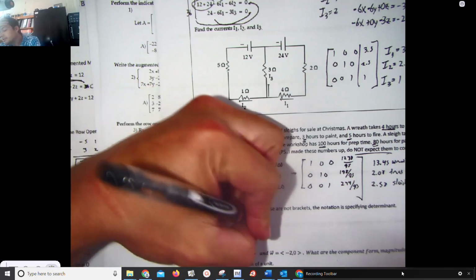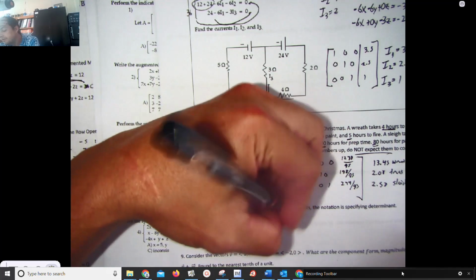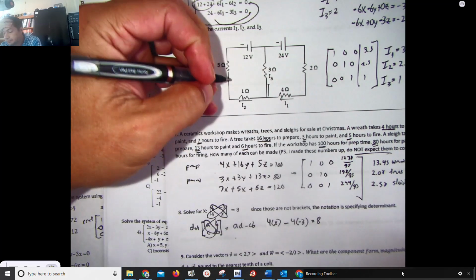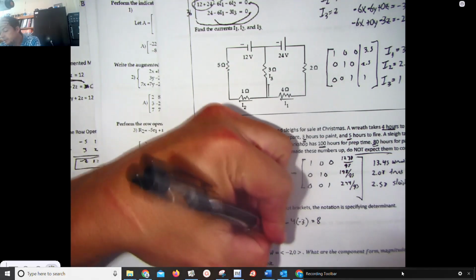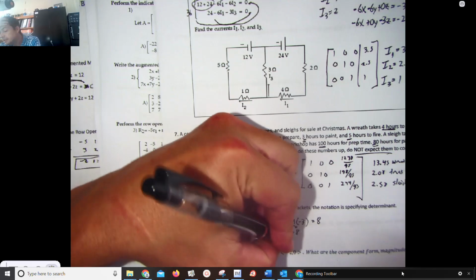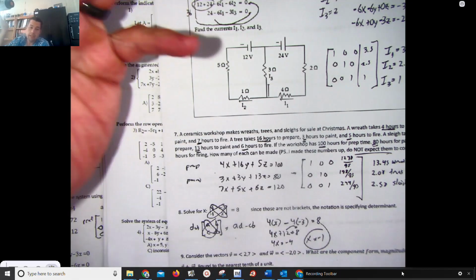But I got to do this. I got to do 4 times x minus 4 times a negative 3 must equal 8. So 4x plus 12 must equal 8. Shift the 12 over. 4x must be negative 4, and x is negative 1. Ta-da!